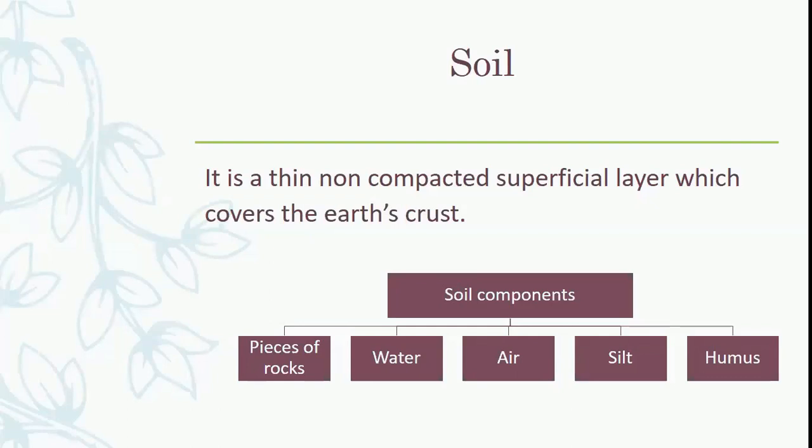This soil consists of what? What are the soil components? Number one, pieces of rocks. So you will find pieces of rocks in the soil. Also, you can find water. Number three, air. Number four, salt. Number five, humus. Again, what are soil components? Soil components are pieces of rocks, water, air, salt, and humus.